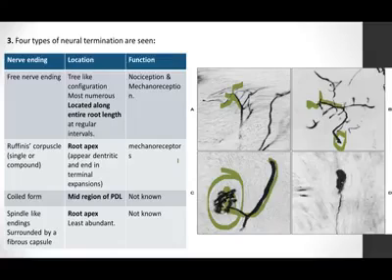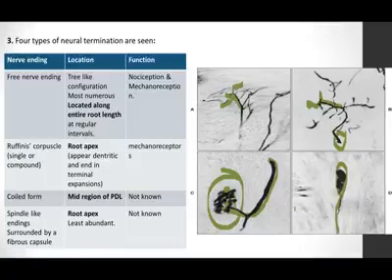Then the fourth type is the spindle-like ending surrounded by a fibrous capsule, which is present at the apex of the root. It is the least abundant type of termination, and it has no known function. As you can see here, this nerve ending is terminating into a capsule. This capsule basically is the spindle-like ending, which is surrounded by the capsule. It is mostly present at the apex of the root.